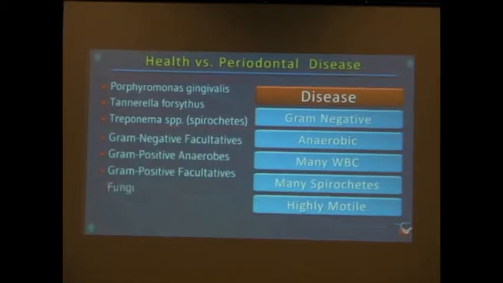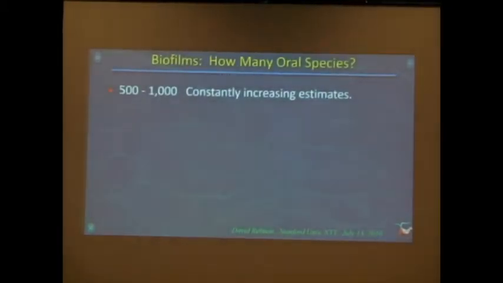In addition, you can have gram-negative facultatives. These are bugs that live with a little bit of oxygen, complete gram-negative anaerobes, gram-positive facultative organisms, and fungi. Fungi in and of themselves, like yeast organisms, can provoke inflammation. But the overall characteristics are lots of spirochetes, lots of motility, and lots of white blood cells. How many bacteria are in the mouth? Current estimates range from 500, well, now it's closer to 800 to 1,000 different species. Not all present at the same time, of course.